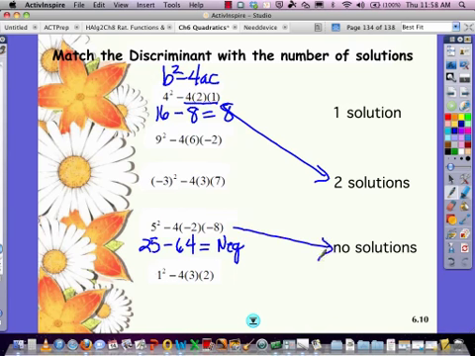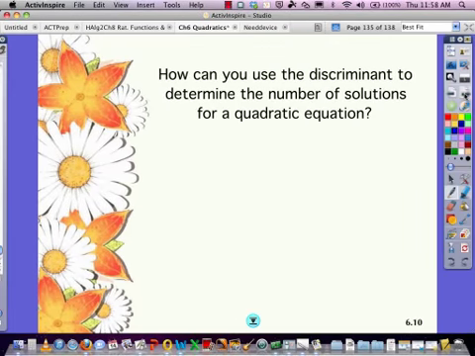So you're going to do each one and you're just going to match them. And that means no solutions. It's either going to be a parabola that opens up and is above the axis, or opens down and starts below the axis. If you don't have numbers given to you, you might have the whole entire quadratic. So that's what we're going to look at. How can you use the discriminant to determine the number of solutions for a quadratic equation?